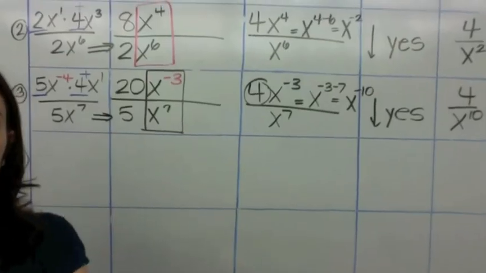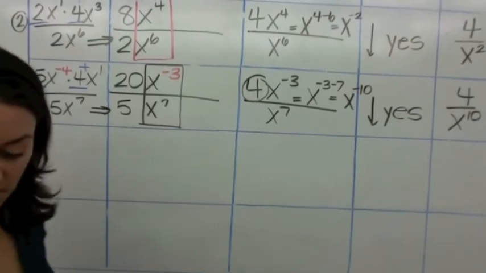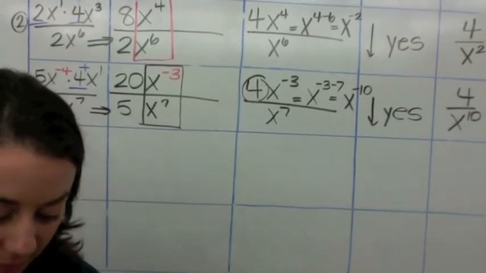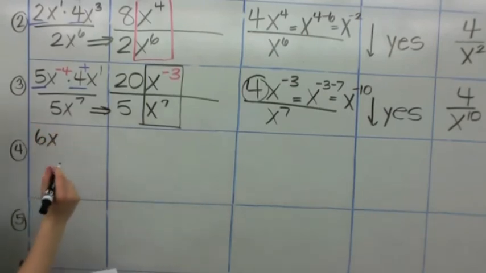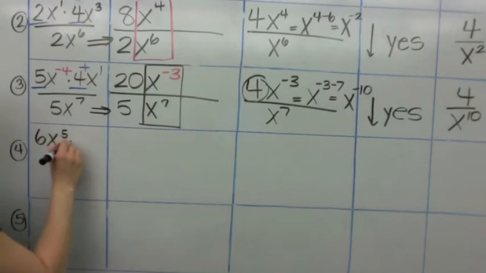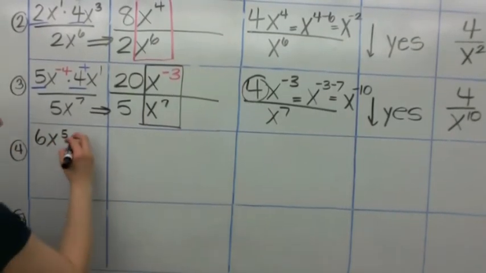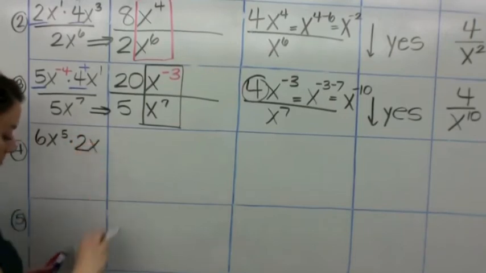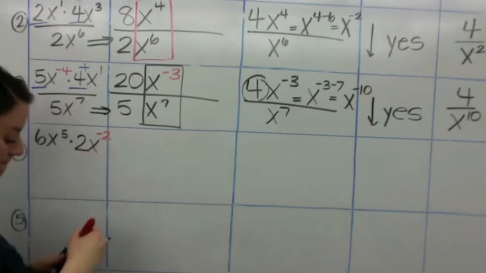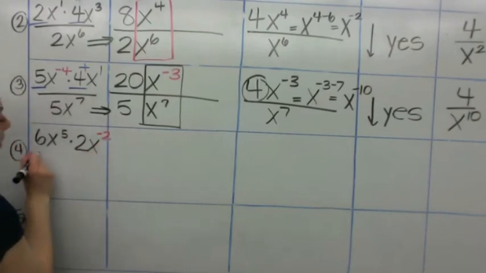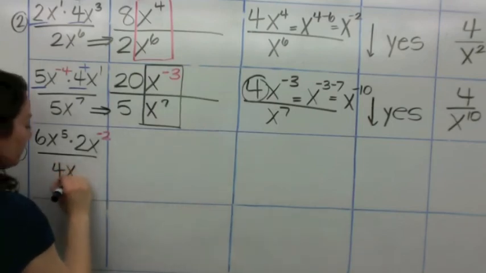Okay, we're going to do another example with a negative exponent. So this time it's going to be 6x to the power of 5 times 2x to the power of negative 2 divided by 4x to the power of 8.